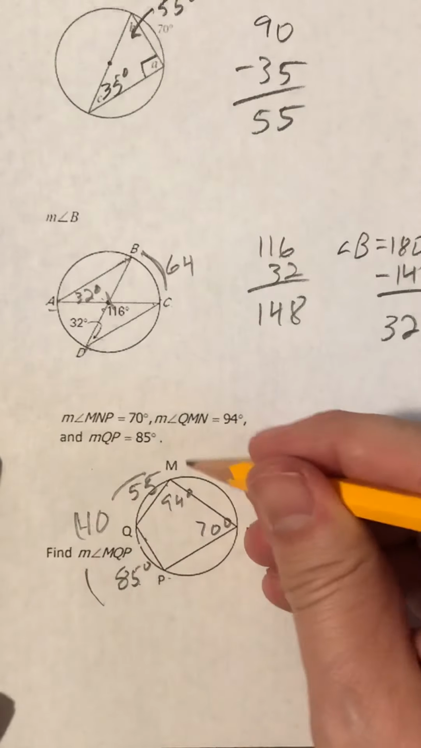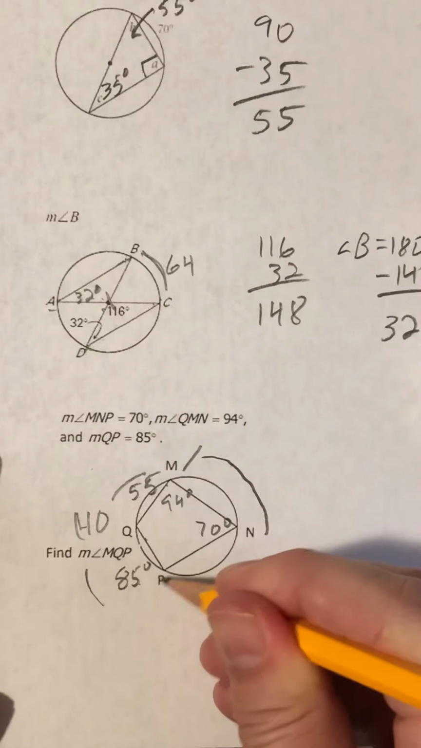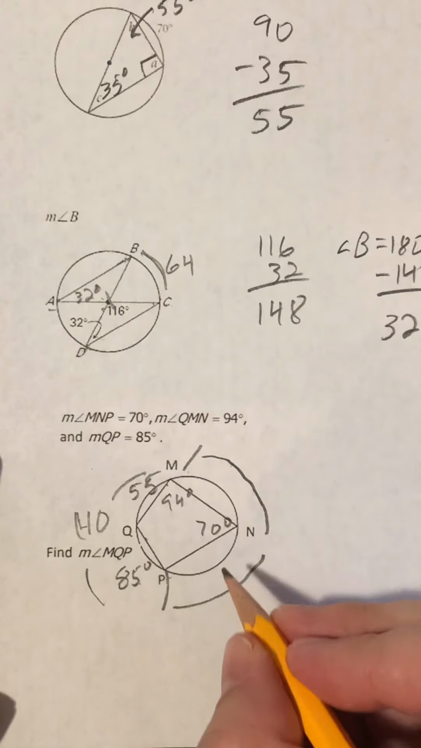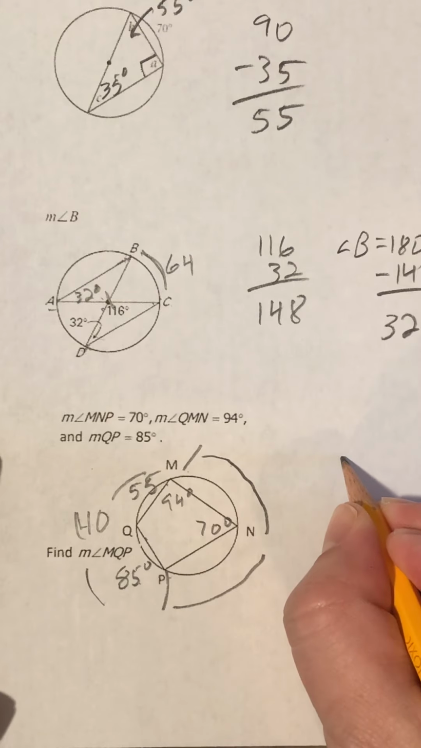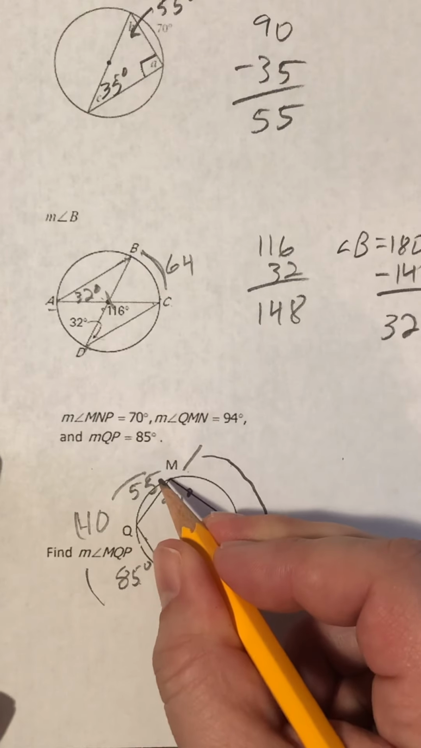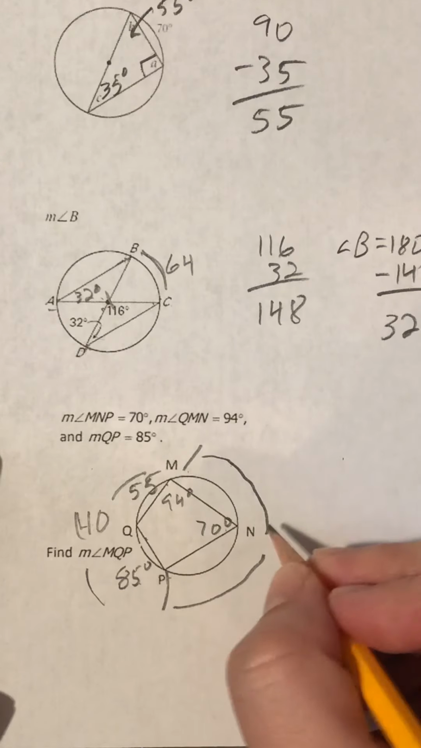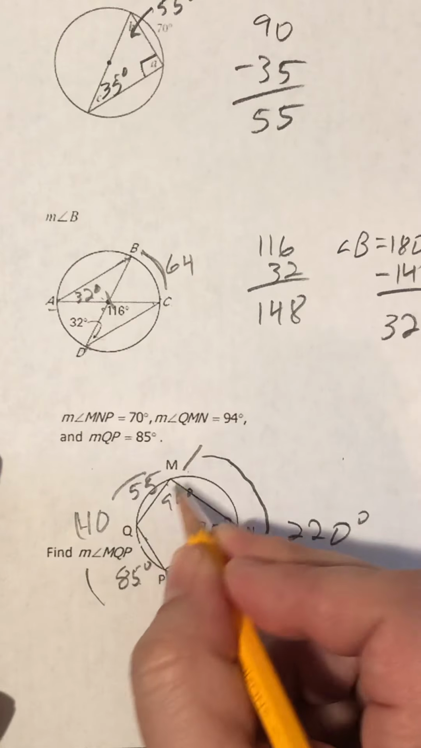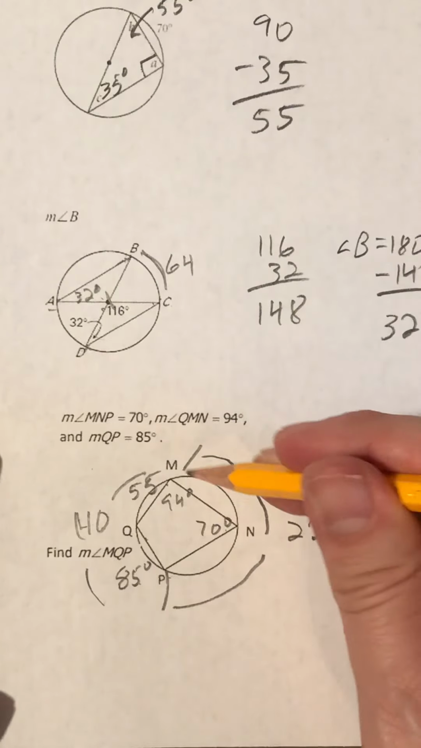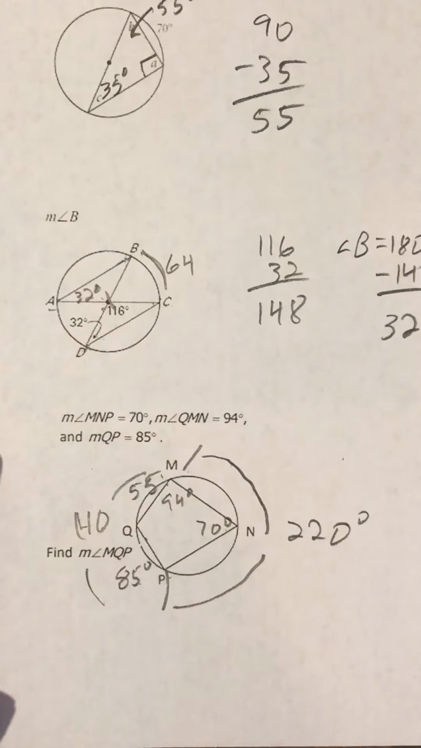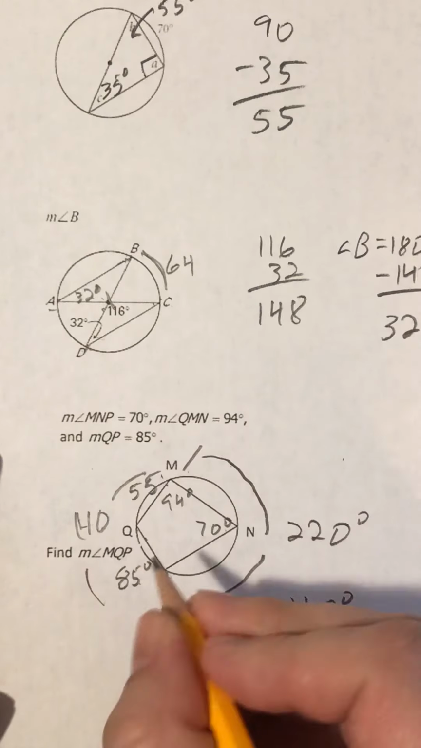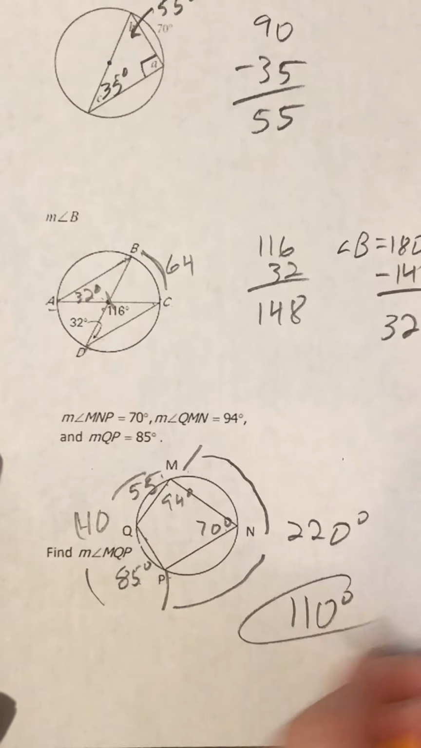Well, if I knew what this arc measured, I could divide it in half, and that would give me MQP. So I know that if this together is going to be 140, then this arc over here has got to be 220. Granted, you could have also figured out that if you take the 140 and just subtract it from 360, this is going to be 220. You didn't really have to add those two together. I was just illustrating how you could find that one missing measure. So half of 220 is going to be 110, and that's what angle Q, or angle MQP, is going to be. It's going to be 110 degrees.